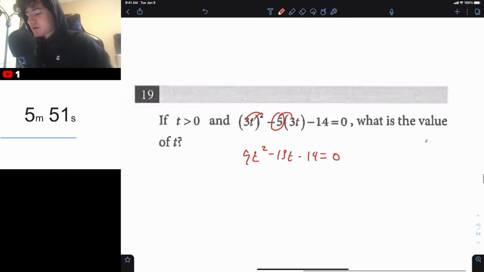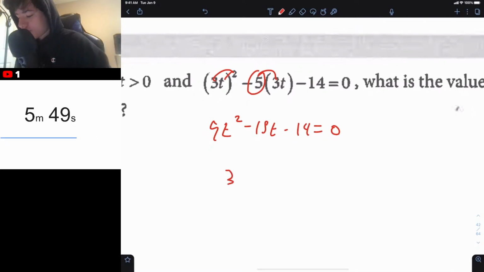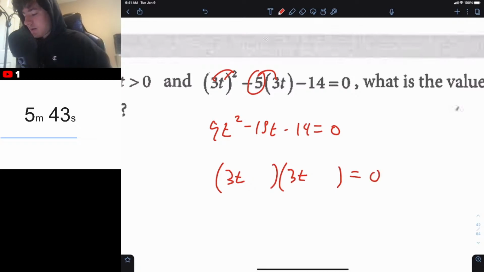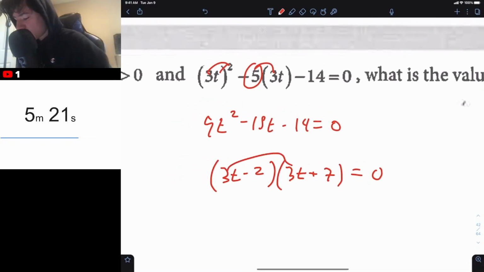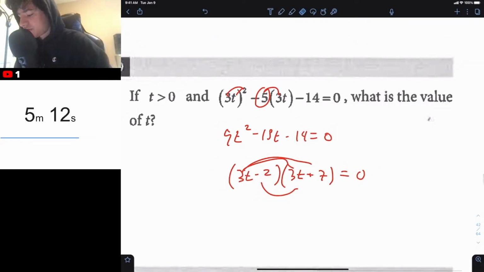All right. Now we just have to factor. So I'm going to get a 3t and a 3t, and I'm going to get, let's see, minus 2 and plus 7, I believe. Let's see, so we're going to get, oh no, did I do that wrong? So we get 9t squared, and then plus 21t, minus 60. No, we did that right. All right, cool. I was just making sure.